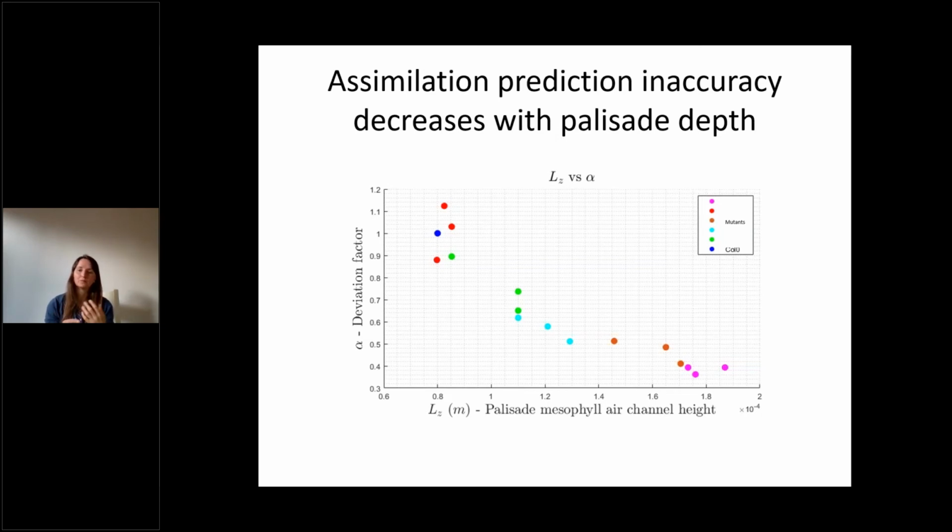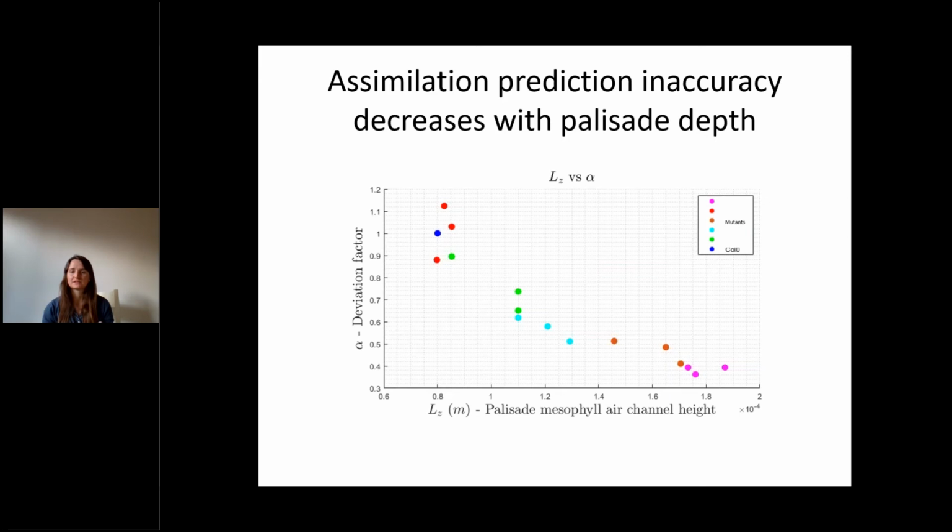And then when we looked at the mutants, we found that some of them, even when you applied the correction factor, there was still a bit of a mismatch. And so what we did was calculate what we call a deviation factor, which is a multiplier for the correction factor that allows each mutant, or in the case of this graph, each individual plant, a perfect match between modelled and measured assimilation. And we looked at whether this deviation factor, which we call alpha, was correlated with any of the structural factors.